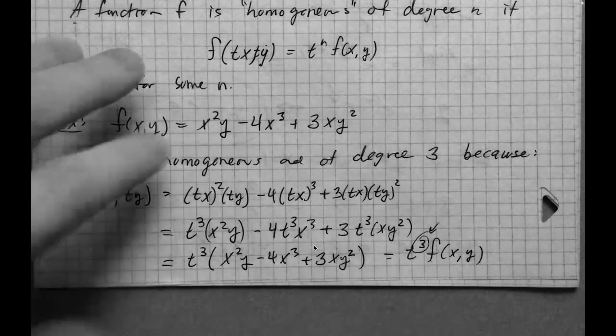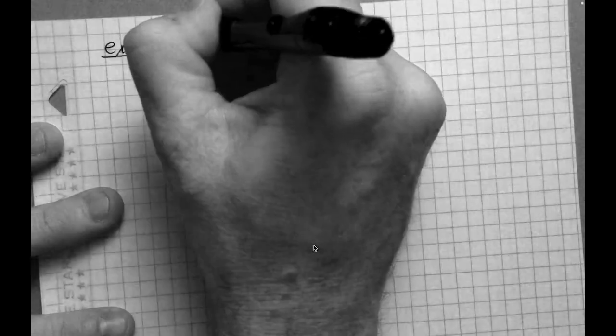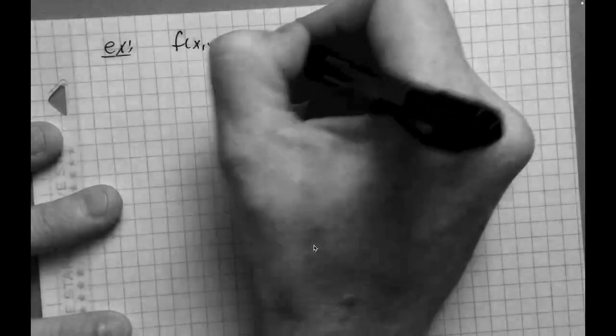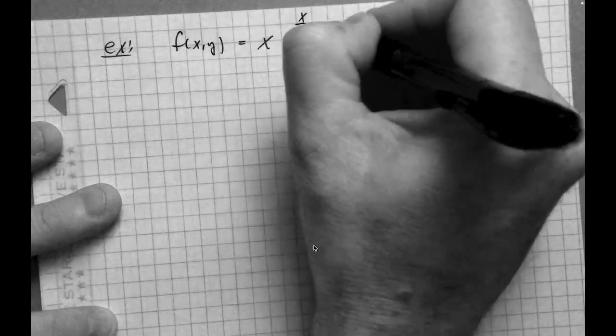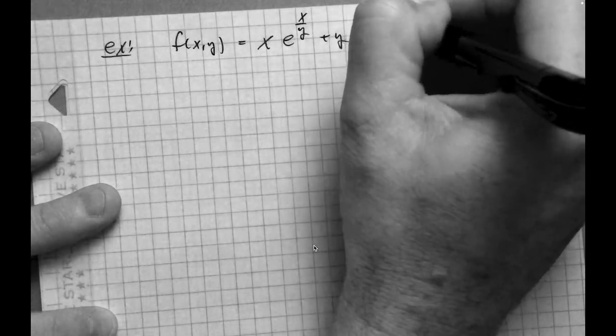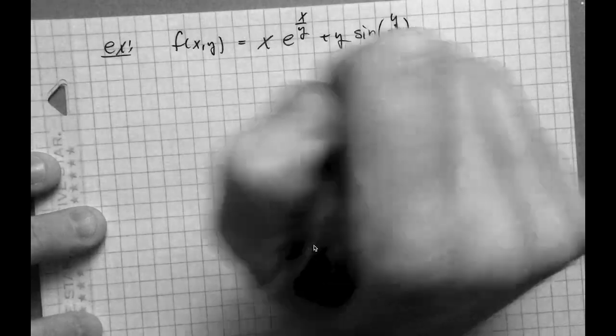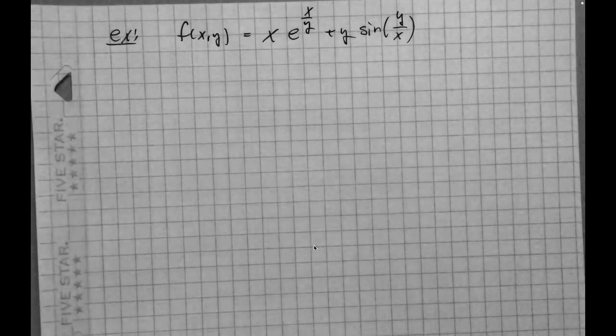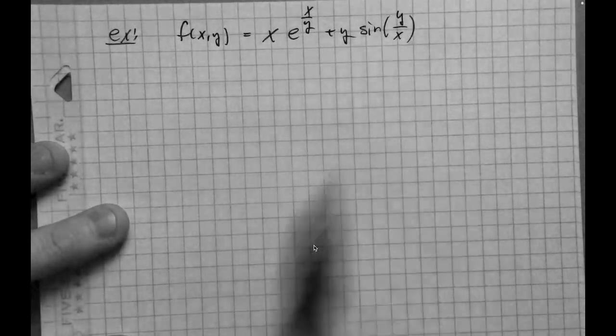All right, let's do another example. Let's say f of x, y equals x times e to the x y plus y times sine of y over x. Let's determine if this is homogeneous and what the degree happens to be.